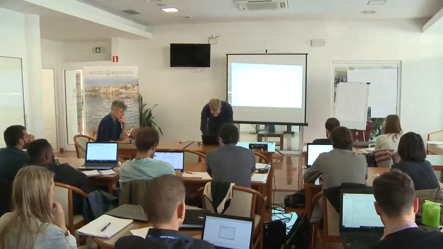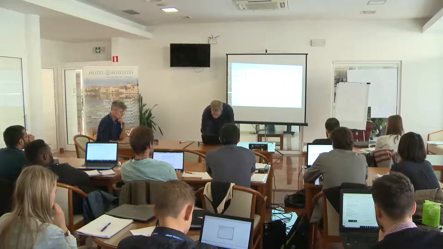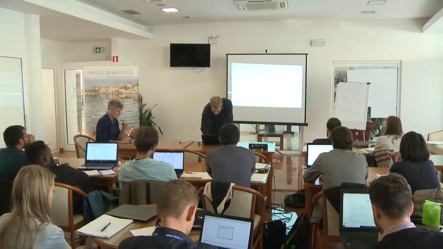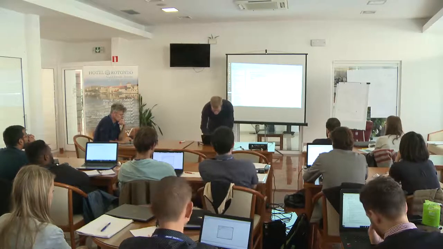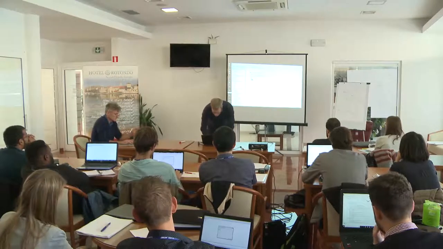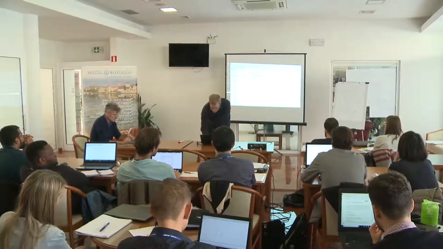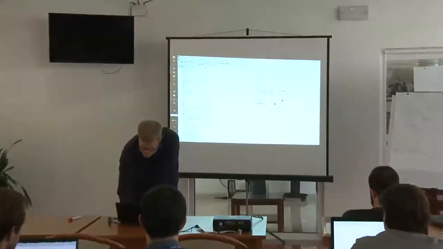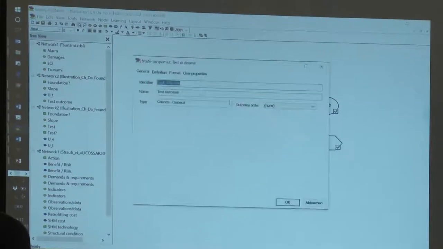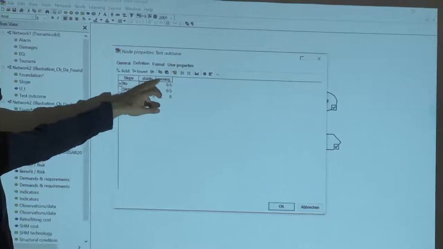So, here. Test outcome, and first let's assume that we actually do the test. No cost, we just do the test. The test outcome has three possible states: no movement, slight movement, and the third one was strong movement. This is what we could observe. Now it looks like this because there's no parent to it. But when I add this as a parent, then I can specify the outcome conditional on the state.